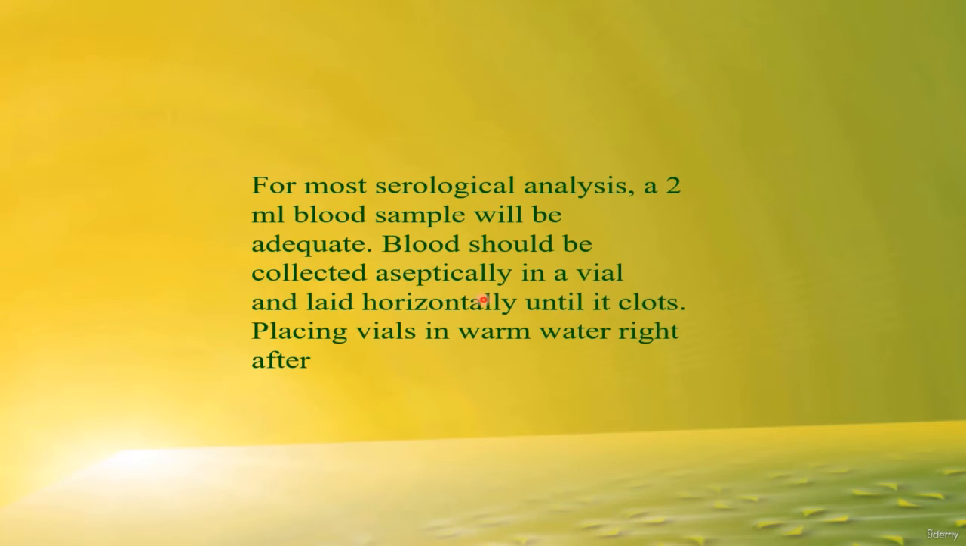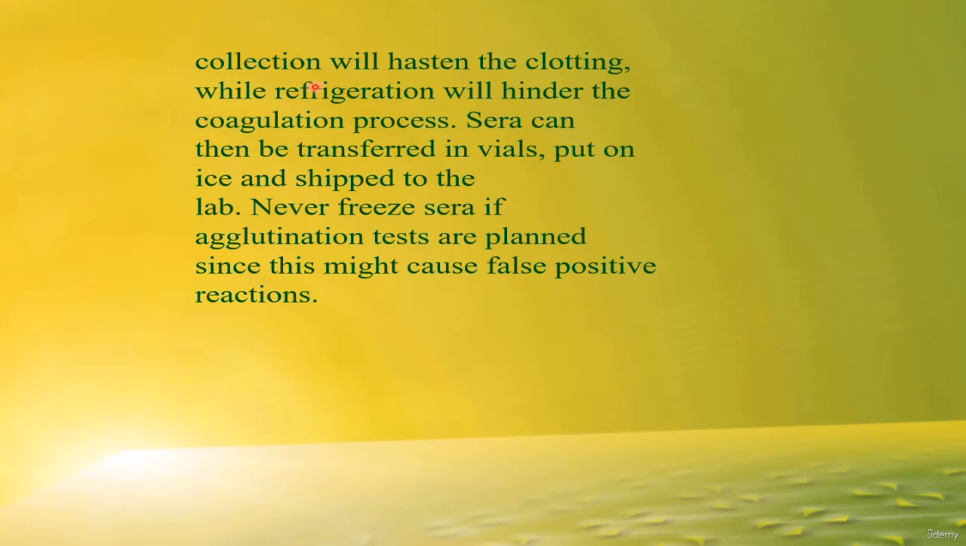Blood should be collected aseptically in a vial and laid horizontally until it clots, placing the vial in warm water right after. Collection will hasten the clotting, while refrigeration will hinder the coagulation process. Sera can then be transferred in vial, put on ice, and shipped to the lab. Never freeze sera if agglutination tests are planned, since this might cause false positive reaction.